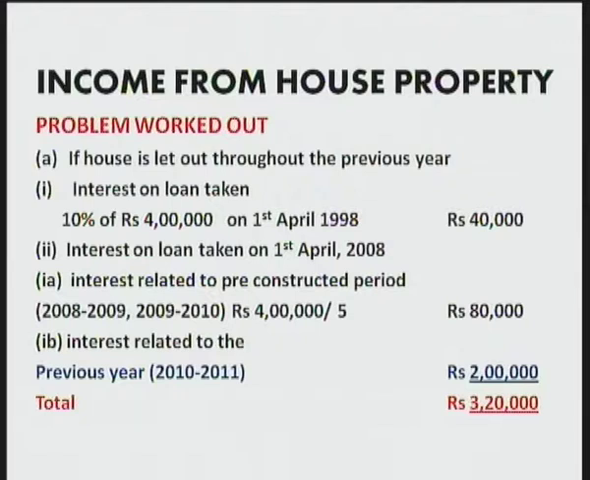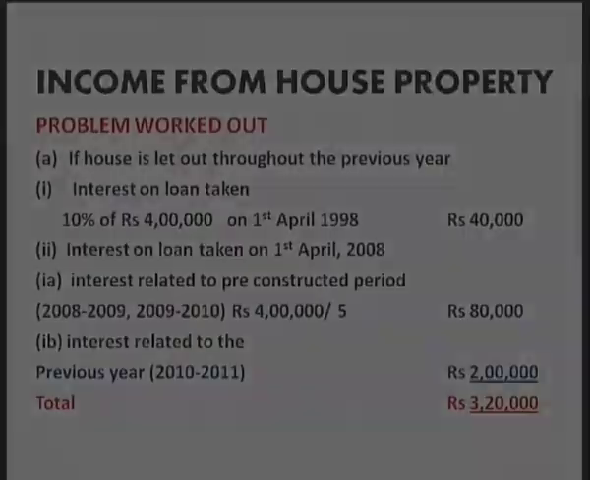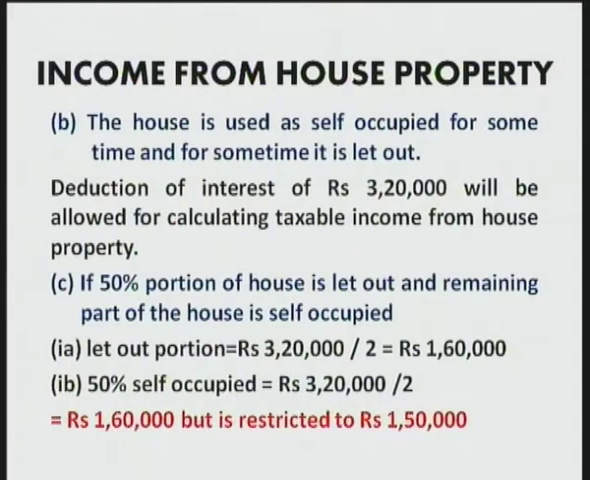And lastly, since the loan is still outstanding, Ankit is required to pay the interest in the relevant previous year, say 2010-2011, and that is Rs 2 lakh. In this way, the total amount of interest is Rs 3 lakh 20,000, and this is allowed to be deducted from annual value for the purpose of calculating taxable income from let out property. Now, the second situation is the house is used as self-occupied for some time, and for some time it is let out.